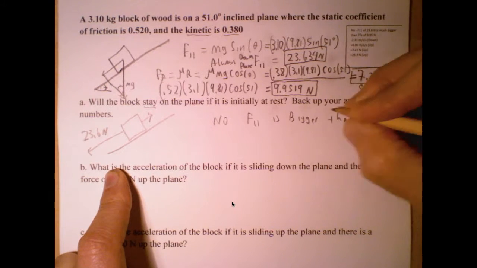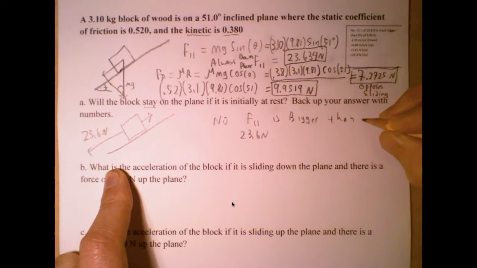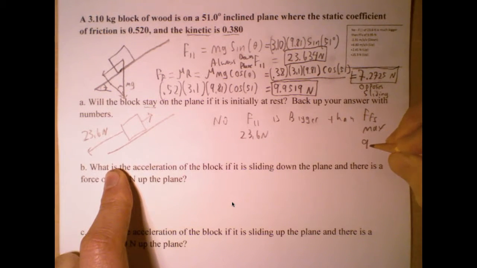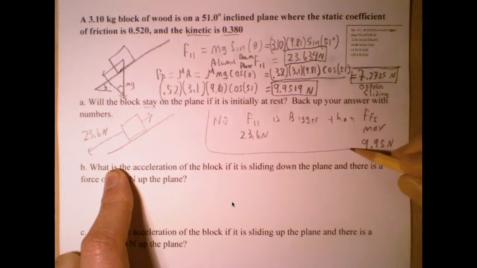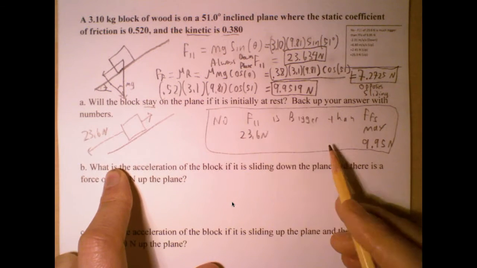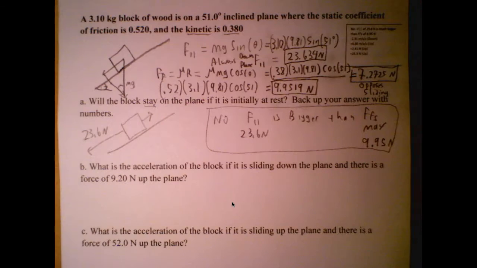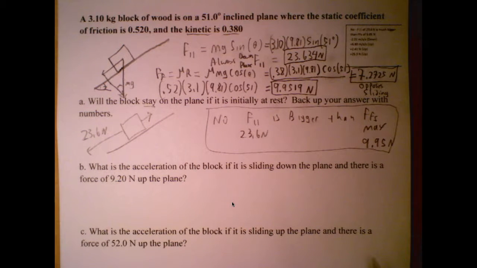than, so force parallel of 23.6 newtons is bigger than the force of static friction with a max of 9.95 newtons. You could even add some smack talk to that, like, it's much bigger. There it is. So there's our first question. Okay, and then let's see.